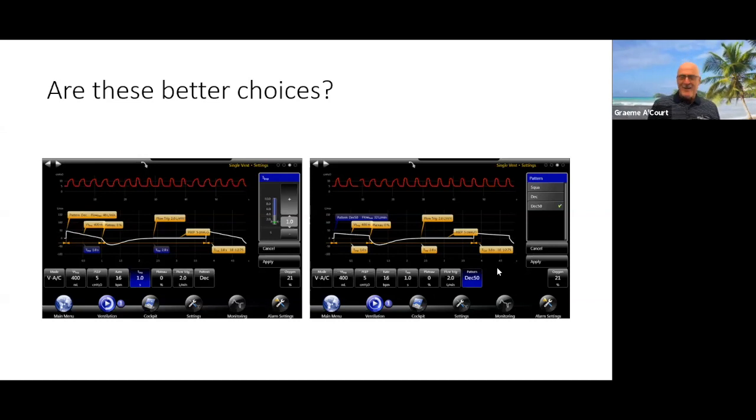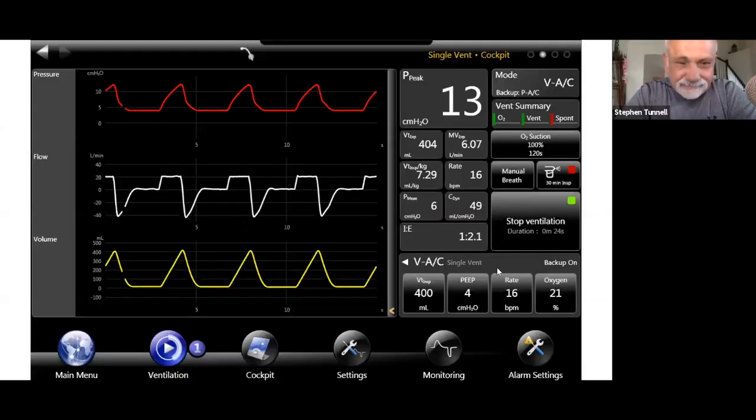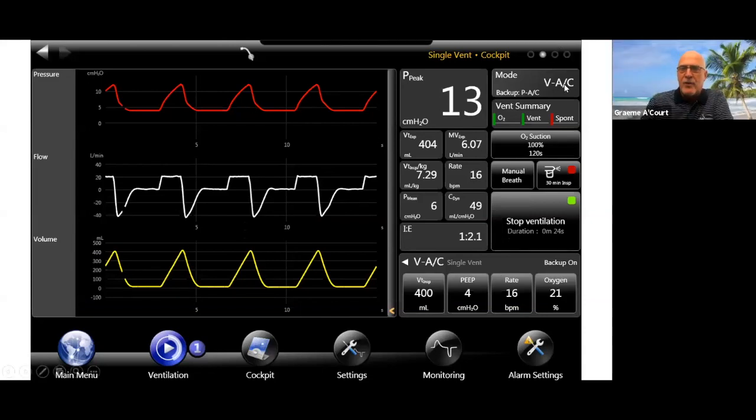Okay. Sorry. So here's a bit more to look at, with the screen blown up. Just going to move over here so we can see the way the screen runs. It's volume assist control. It's a 400 mL tidal volume. It's PEEP of 4, 16 through here. The I to E is 1 to 2.